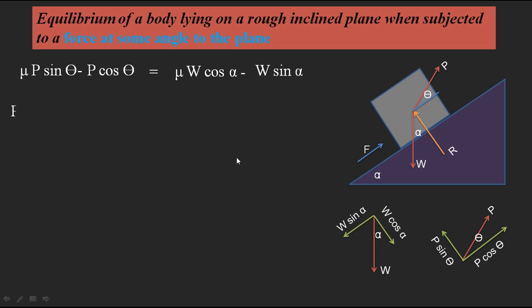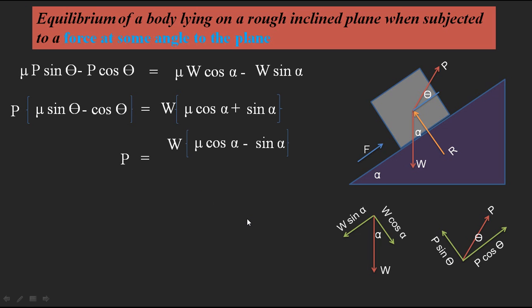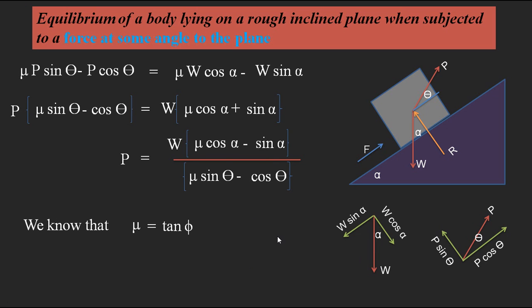Now I want to take P as common. P of mu sin theta minus cos theta is equal to, I want to take W as common again, W of mu cos alpha minus sin alpha. So now you try to write P is equal to W of mu cos alpha minus sin alpha divided by mu sin theta minus cos theta. Okay, now again we know that the coefficient of friction mu is equal to tan phi. That tan phi can be written as sin phi by cos phi. So in the above equation, in place of mu, we need to write sin phi by cos phi.